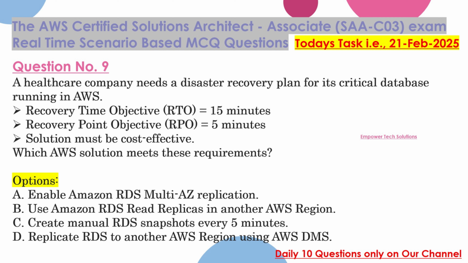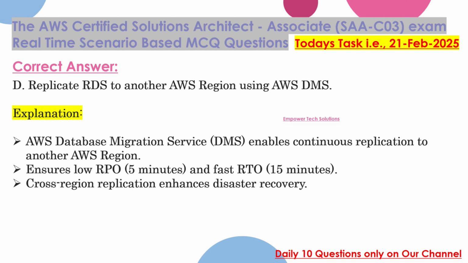Options: A. Enable Amazon RDS multi-AZ replication. B. Use Amazon RDS read replicas in another AWS region. C. Create manual RDS snapshots every 5 minutes. D. Replicate RDS to another AWS region using AWS DMS. Correct answer: D. Replicate RDS to another AWS region using AWS DMS.